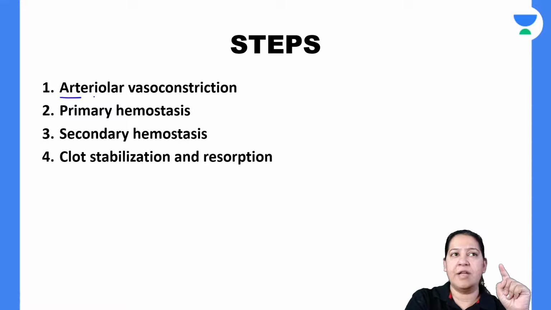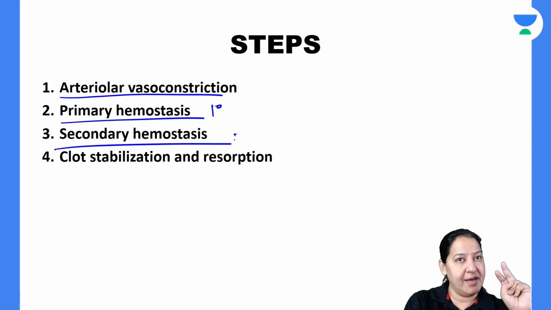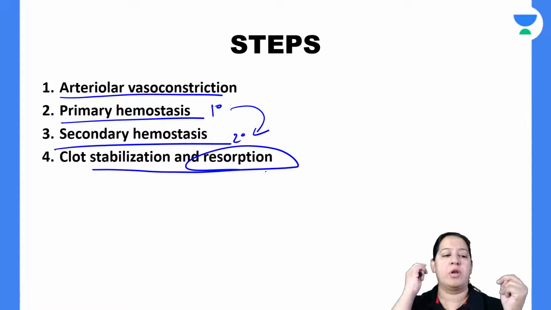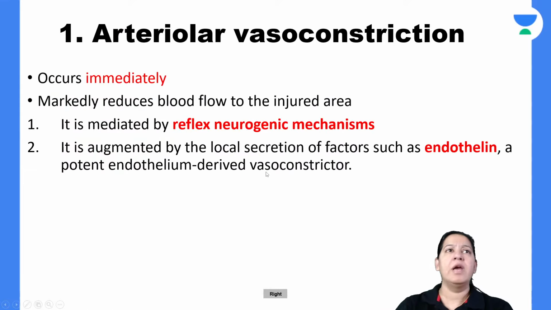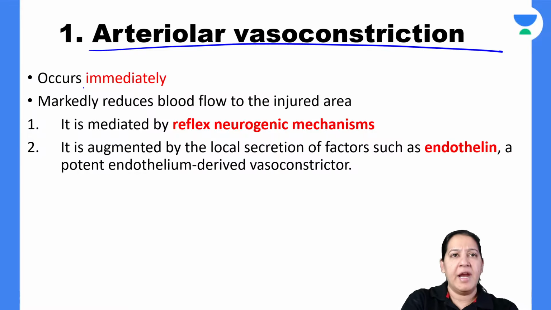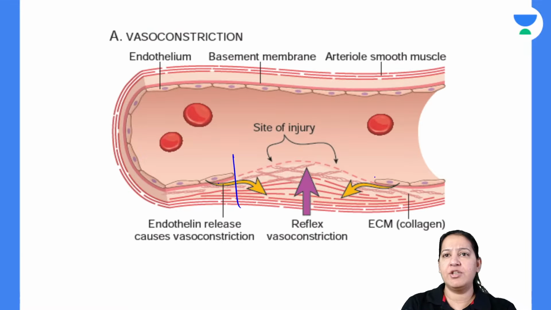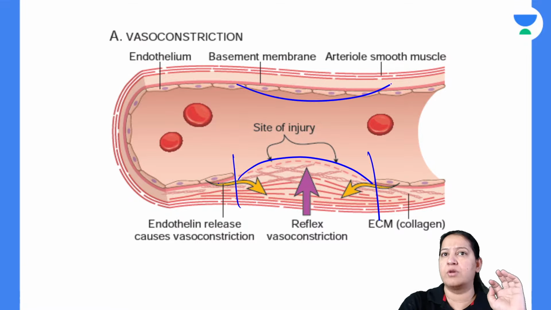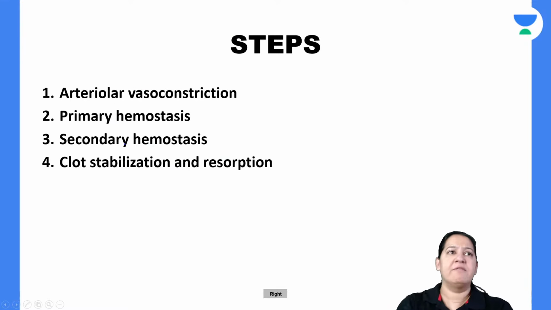So the first step is arterial vasoconstriction, followed by primary clot formation, followed by secondary clot formation. The primary clot got converted into a secondary, stable clot, and in the end, stabilization and resorption of the clot. So these are the 4 steps, one by one we have to see. We have already understood, now see the theory. So first step is arterial vasoconstriction. It is immediate and it is very transient. Here is the site of the injury, and as soon as injury takes place, the blood vessel does vasoconstriction at this site. That is the first thing which takes place.